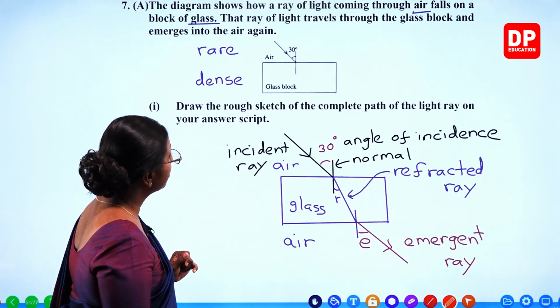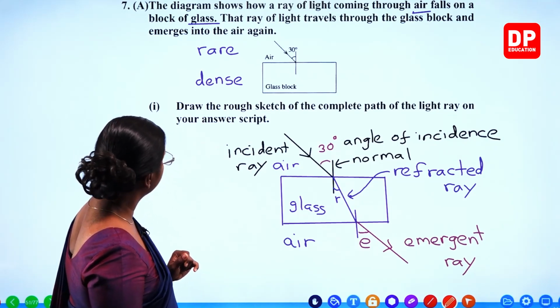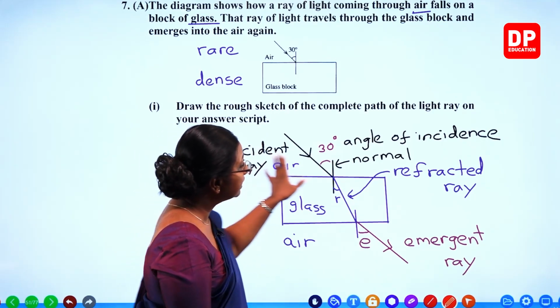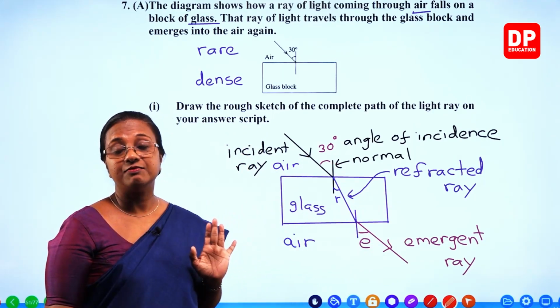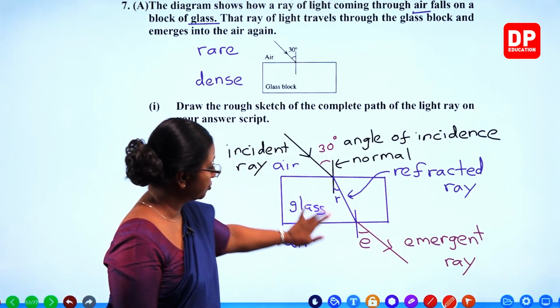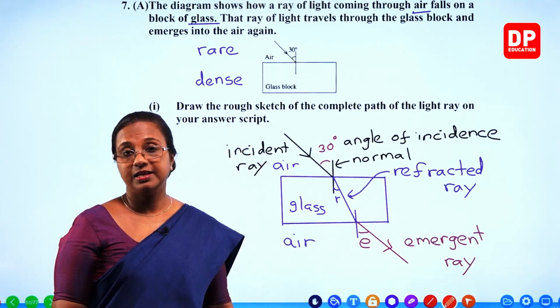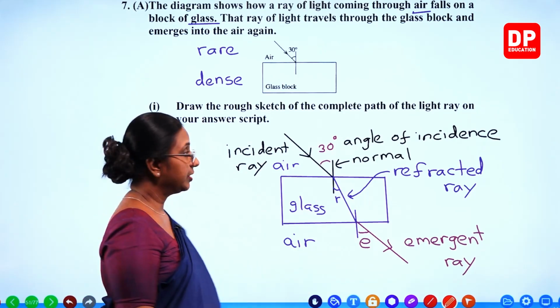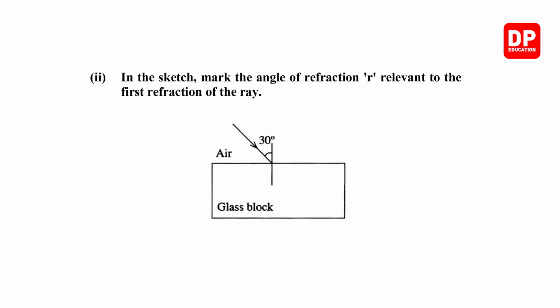Draw a rough sketch of the complete path of the light ray on your answer script. So you need to draw this sketch, but here I have shown all the additional information as well. You have to draw the path only. If you show this, that is more than enough. Is that clear, students? So with that, I'll move on to the next part.